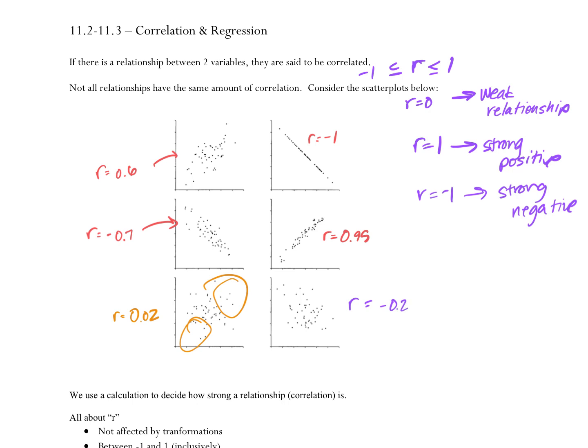Now, the deal is that the human eyeball is terrible at judging R. Okay, so when we judge R, it's pretty.